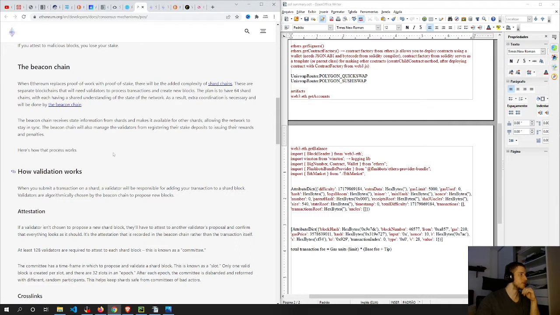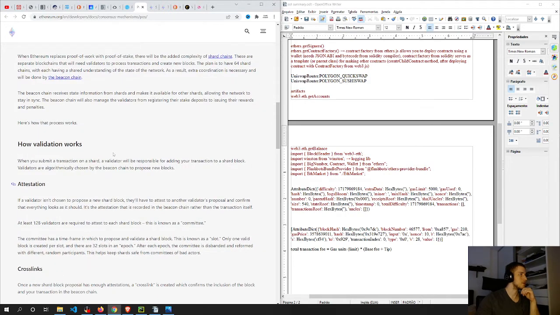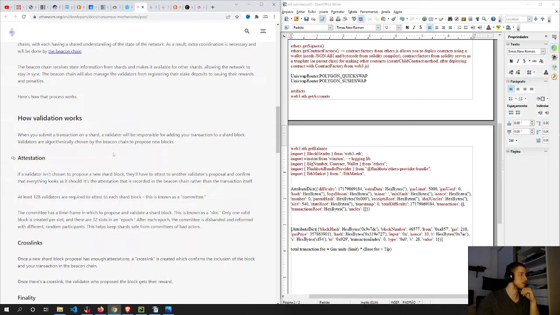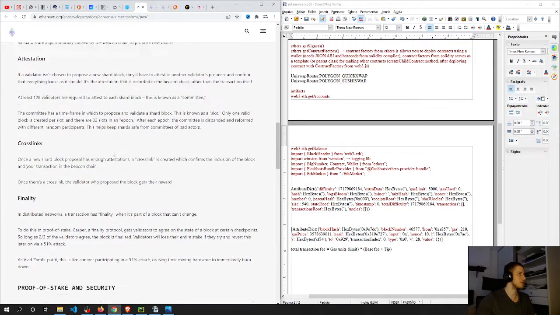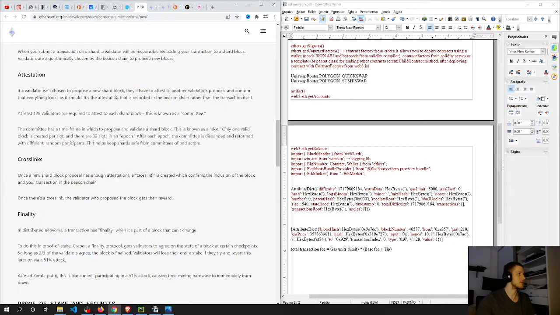The beacon chain receives state information from shards and makes it available for other shards, allowing the network to stay in sync. The beacon chain will also manage the validators, from registering their stake deposits to tracking their rewards and penalties. When you submit a transaction on a shard, a validator will be responsible for adding your transaction to a shard block. Validators are algorithmically chosen by the beacon chain to propose new blocks.